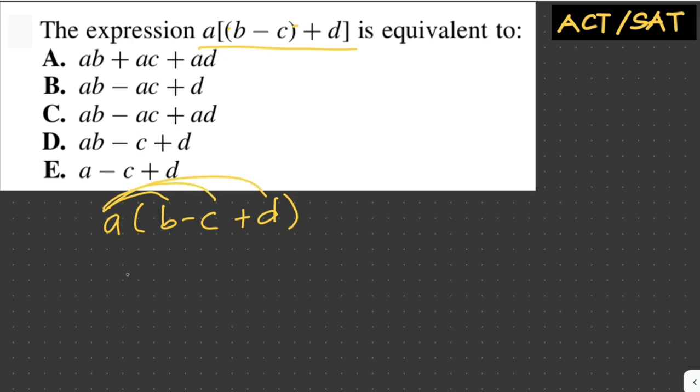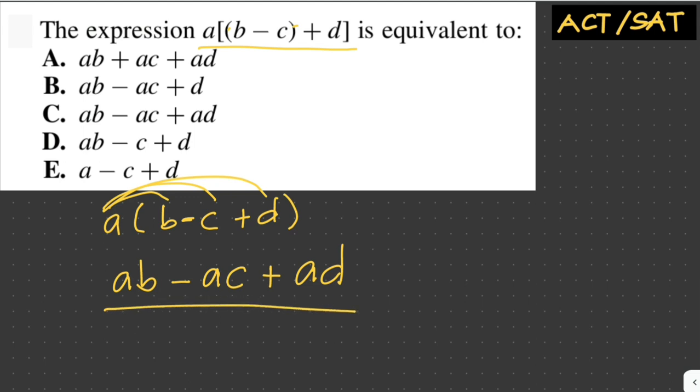So that would be A times B, copy the operator sign, minus, then A times C, so that is AC, and then plus A times D. So this is the equivalent expression, and our answer here is letter C.